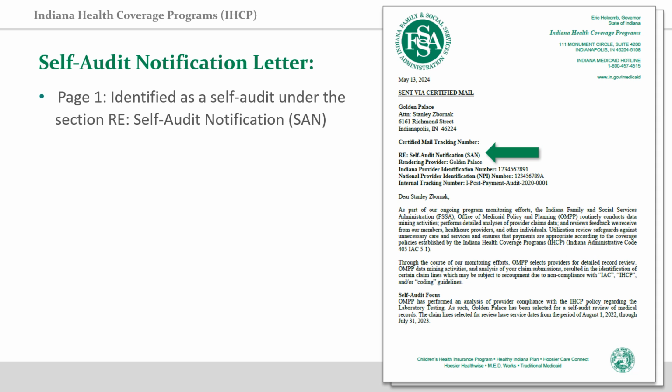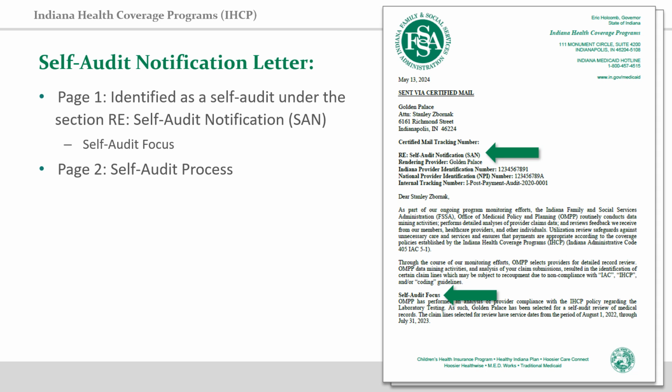You will also notice on page 1 the paragraph that identifies the self-audit focus. This delineates the focus of the self-audit, detailing the analysis of a particular claim type and the corresponding IHCP policy. It also includes references to Attachment A, which contains the claims and members selected for the self-audit review.